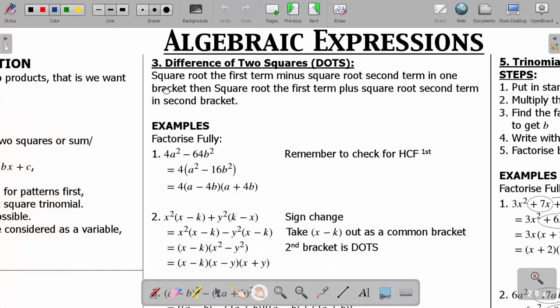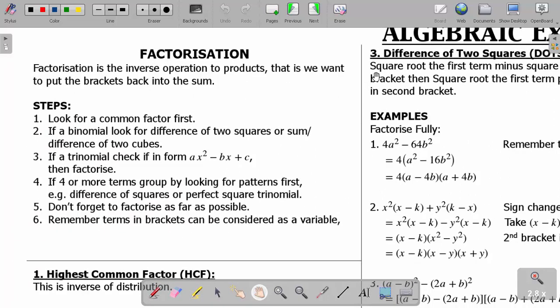We have to know how to factorize this. Factorization is the inverse operation to products. That is, we want to put the brackets back into the sum. Steps: look for a common factor first. Then if a binomial, look for difference of two squares or sum or difference of two cubes. Then if a trinomial, check if in the form x squared plus bx plus c, then factorize that, we're going to see it here. Then if 4 or more terms, group by looking for the patterns first.